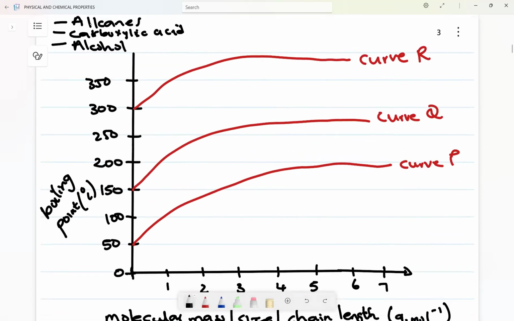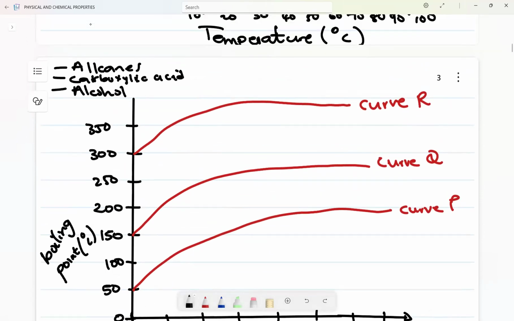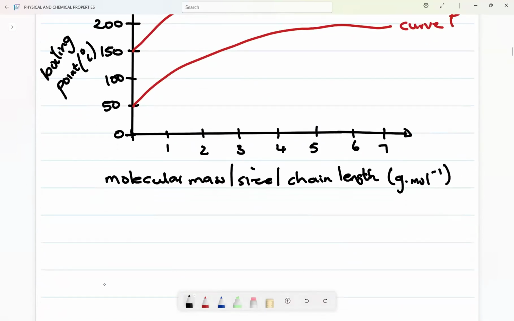Okay. Now, what exactly am I trying to explain here? Let me change this. There's no way they're gonna start with 0 molecular mass or chain length. No way. Let me say this is 2, 3, 4, 5, 6, 7, now 8. Now, what exactly am I trying to teach with this graph?